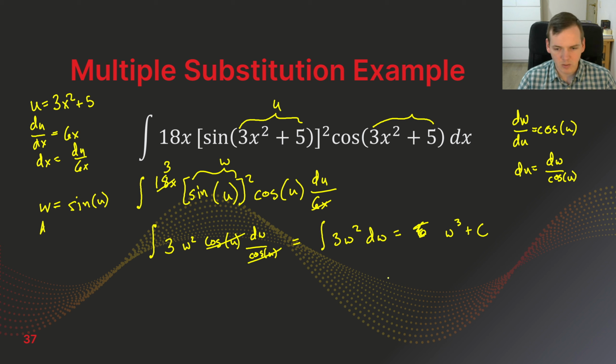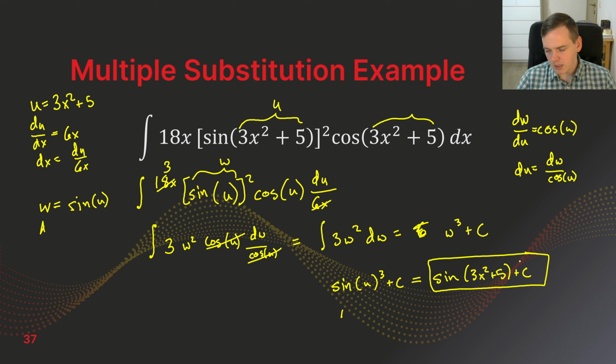So what is w equal to? It's equal to sine of u. So sine of u cubed plus c. And what's u? Well, u is 3x squared plus 5. And so this is our final expression: sine of 3x squared plus 5, quantity cubed, plus c is our final integral.